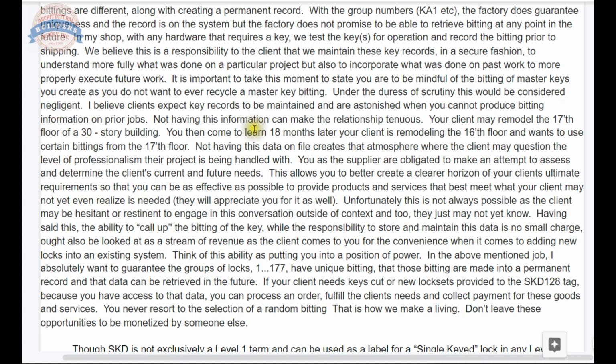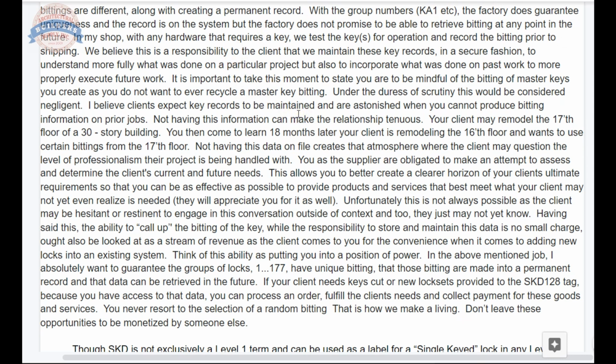Under the duress of scrutiny, this would be considered negligent, in my opinion, if you're not keeping this information straight. I believe clients expect key records to be maintained and are astonished when you cannot produce bidding information on prior jobs. Literally, customers have said to me, "What do you mean you don't know that? What do you mean I have to come there with my key?" Literally those words, "What do you mean?" Not having this information can make the relationship tenuous.